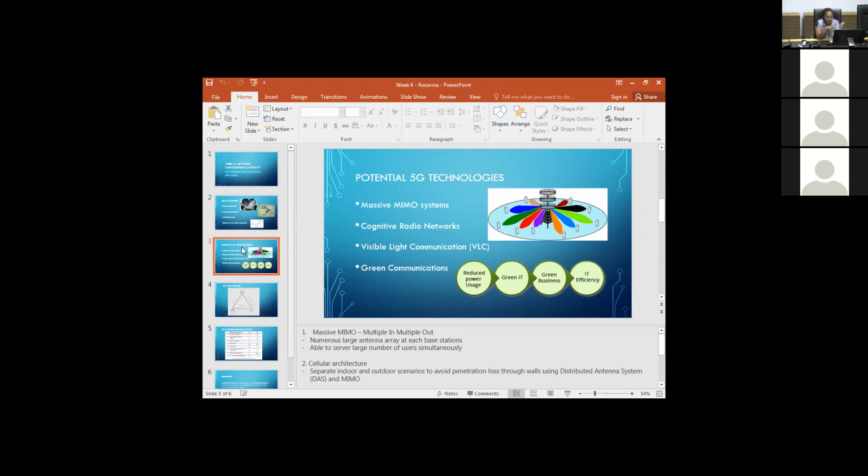The other one was green communications. As I said earlier, we're in this state where we want to be environmentally friendly. So 5G is looking at their wireless equipment to have less of a carbon footprint. So I thought it was very important to note that if we move to 5G, we will be environmentally friendly here.